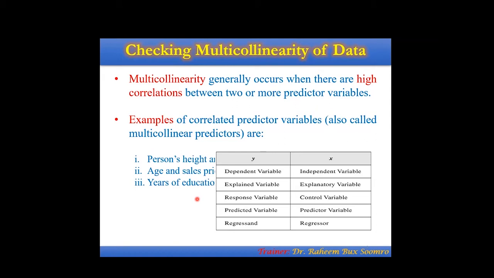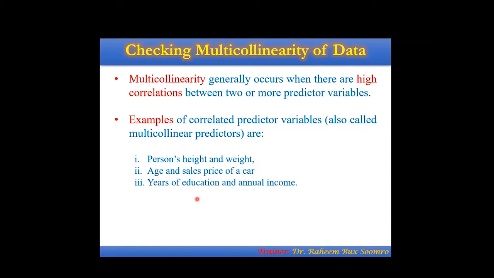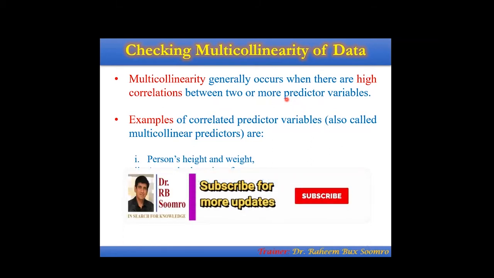Different terms are used for the dependent and independent variable, and you can look at one list where the different names are mentioned. But in multicollinearity, what happens? It occurs when there is a high correlation between two or more predictor variables. Here predictor means independent variable, and predicted means the dependent variable. So multicollinearity simply means a high correlation between two or more independent variables, not the dependent variable.